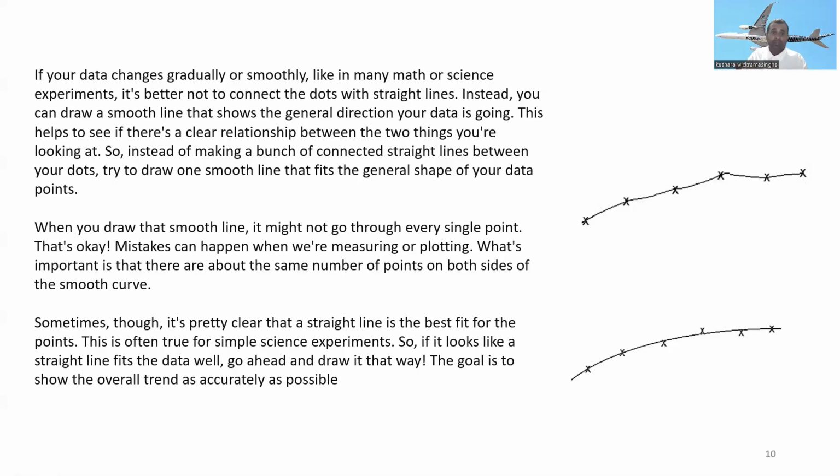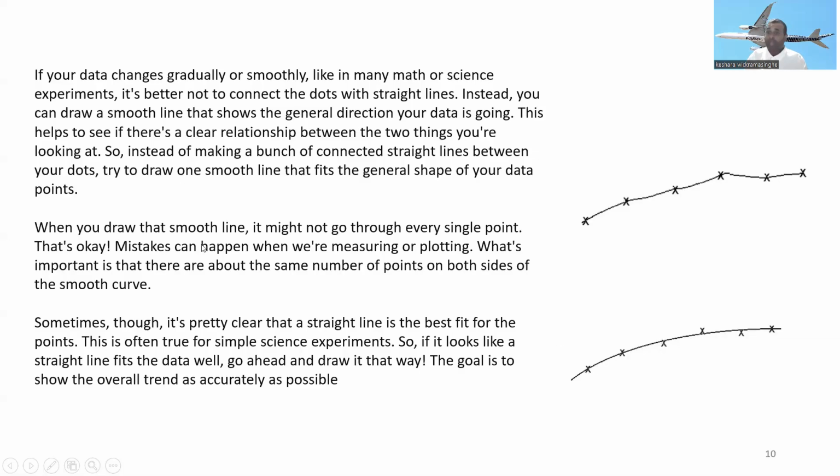Okay, so instead of making a bunch of connected straight lines between your dots, try to draw one smooth line that fits the general shape of your data points. Okay, one smooth line. If your data comes like this kind of graph, then you try to make a smooth line like this, in the middle. Here there is no need to go like this, and you can make it a smooth line.